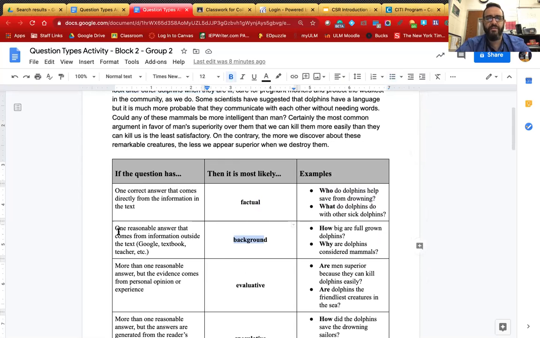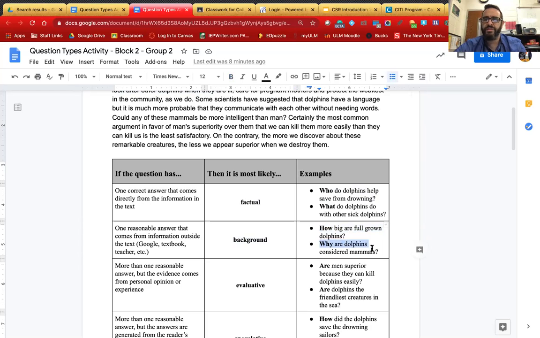My background questions. Remember, these are questions that have more than one reasonable answer, but the information for those answers is usually in the head of the reader. But if not, you can ask somebody and find it in another book or Google or something like that. So for example, how big are full-grown dolphins? The answer might not be the exact size, but I think most of us have seen a dolphin or a picture of a dolphin. So we're aware they're not like little fish. We're aware that they're kind of like shark size. Okay, and that's really all we need for background.